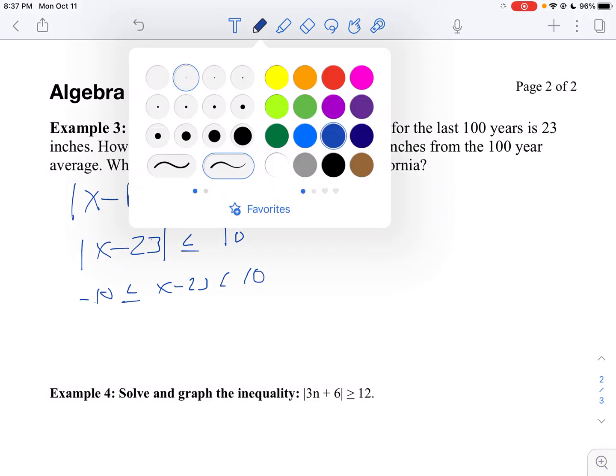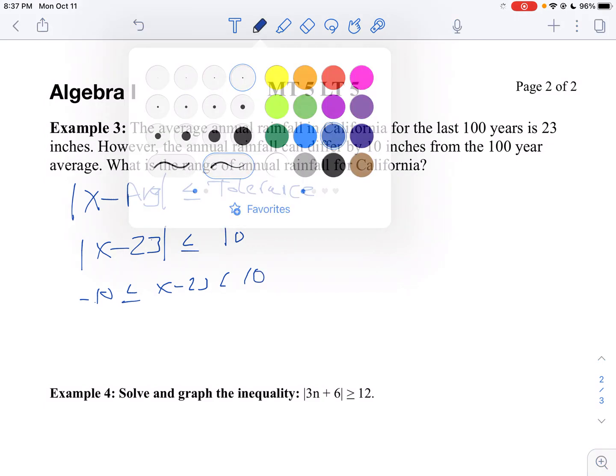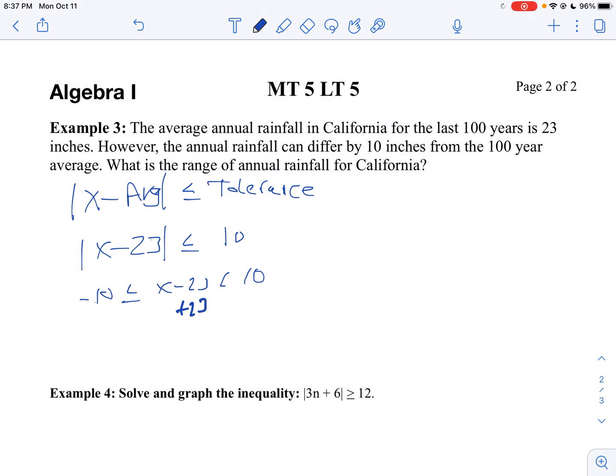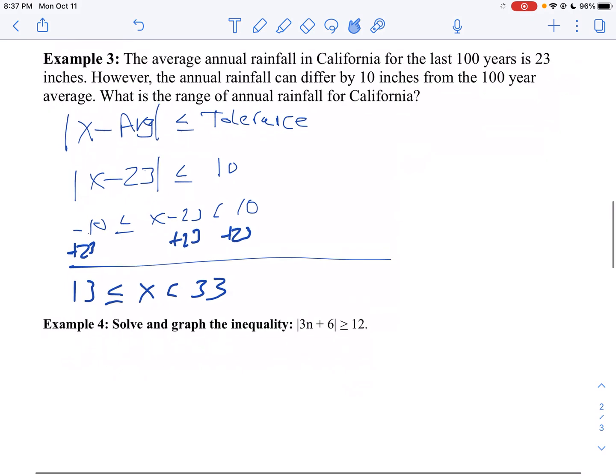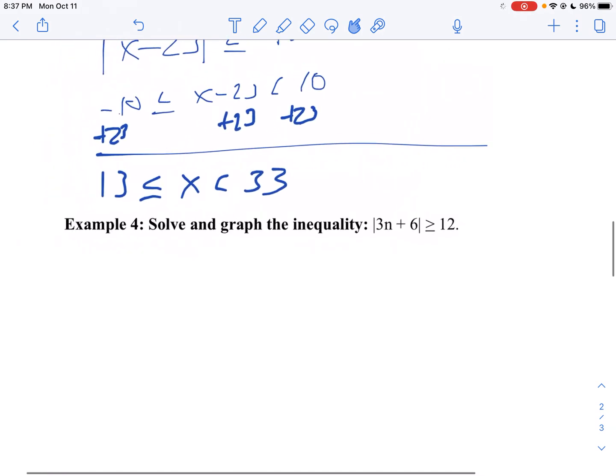Then what we're going to do is we'll add 23 to both sides. In this case, all three sides. So negative 10 plus 23 is 13, which is less than or equal to x, which is less than or equal to 33. So you could have a range of rain from 13 inches to 33 inches. Okay, let's take a look at example 4, one with a greater than sign.